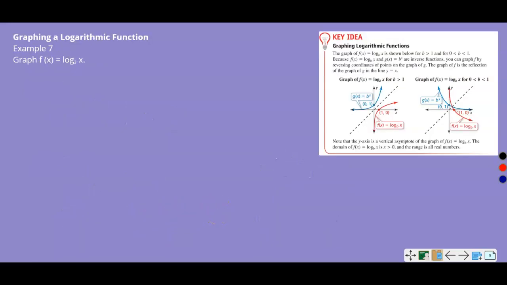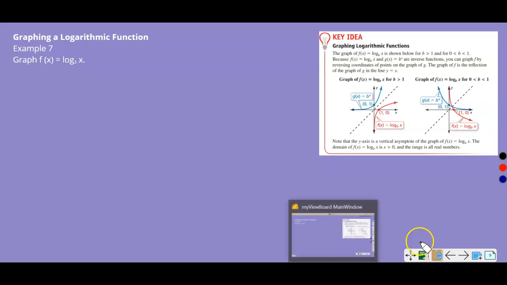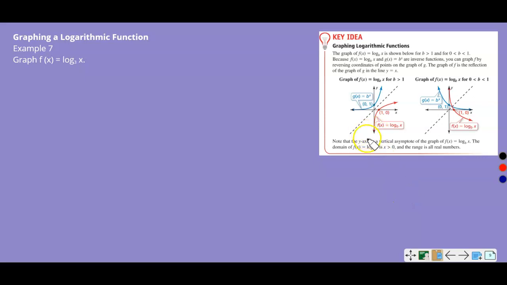Example 7, graphing a logarithmic function. Graph f of x equals log base 3 of x. You can see here, graphing logarithmic functions, this is the same key idea that we looked at a little bit earlier. Now we're going to look at what that means. We know that logarithms are inverses of exponential functions. So we know the inverse of f of x equals log base 3 of x is 3 to the x power.